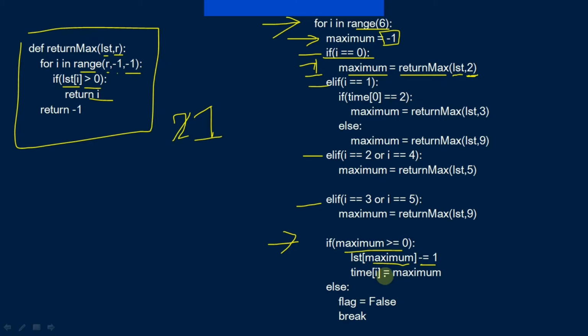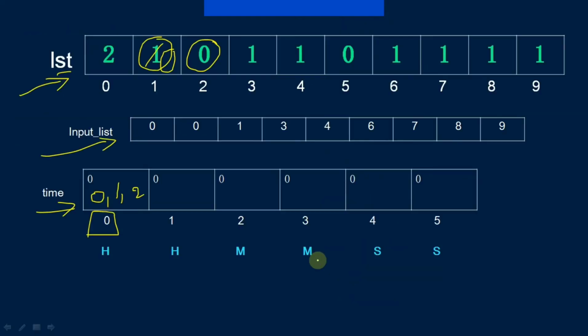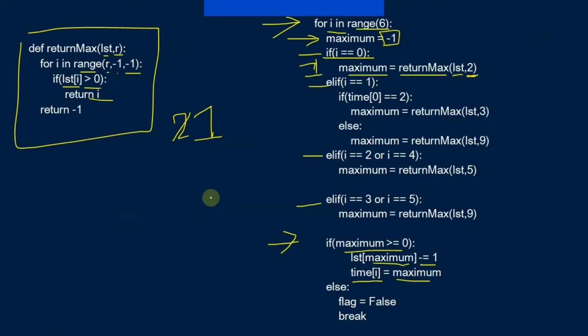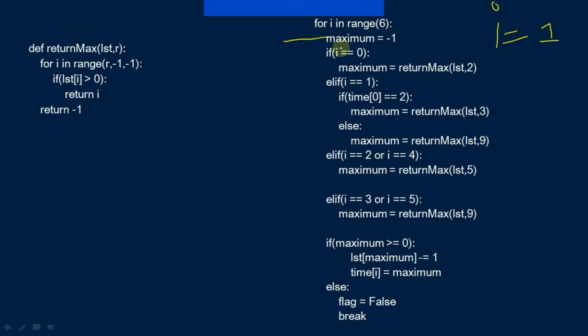After that we are saying time of I. The I value was 0 here at the first iteration. So time of 0 equal to maximum, and maximum was 1. So here we will store 1. We have successfully stored 1 here. So we will come to the next iteration. Now the I value will become 1. Now again we will come inside this, and follow the same procedure. Maximum equal to minus 1, and if I double equal to 0, the condition is false, because the I value is 1, not 0. So we will come to this line, else if I double equal to 1, yes, the condition is true. So first of all we have two conditions.